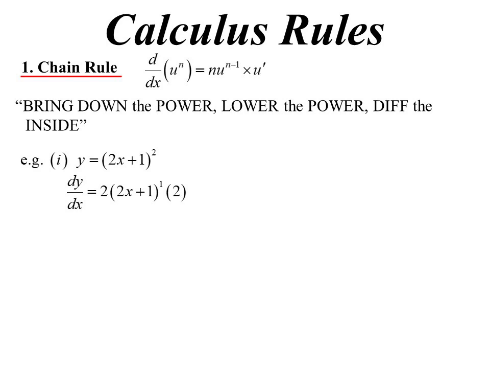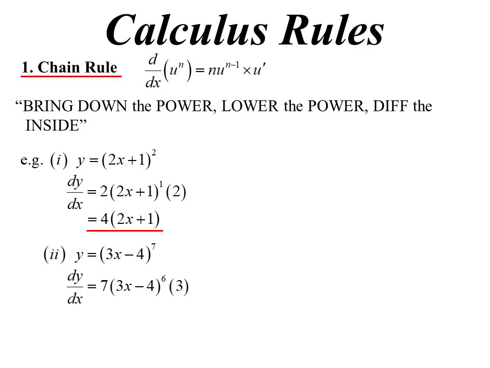So bring down the power, 2, lower the power, 1, but now we diff the inside. Whatever's in those parentheses I'm going to differentiate, which in this case is just 2. And we get our answer, and that is of course the same answer we got yesterday, albeit factorised, and yesterday it wasn't factorised. That now gives us the advantage of we don't have to expand this out. I mean, that would take us a bit of time to expand the whole thing out. So we just bring down the power, 7, lower the power, 6, diff the inside, derivative of 3x minus 4 is 3. And that becomes 21(3x - 4)^6.